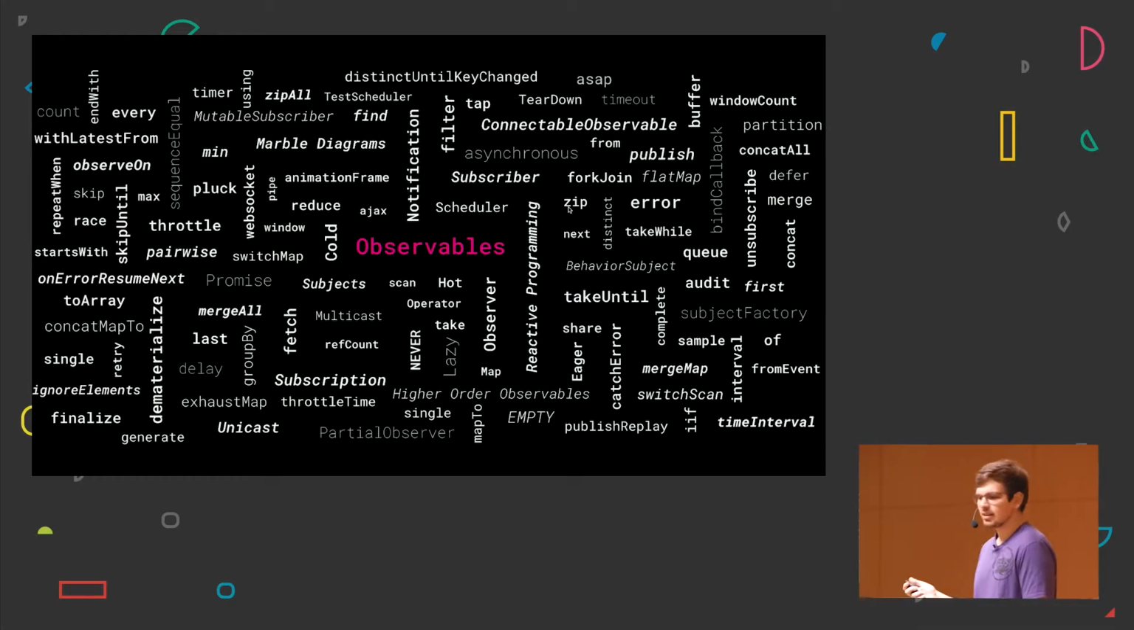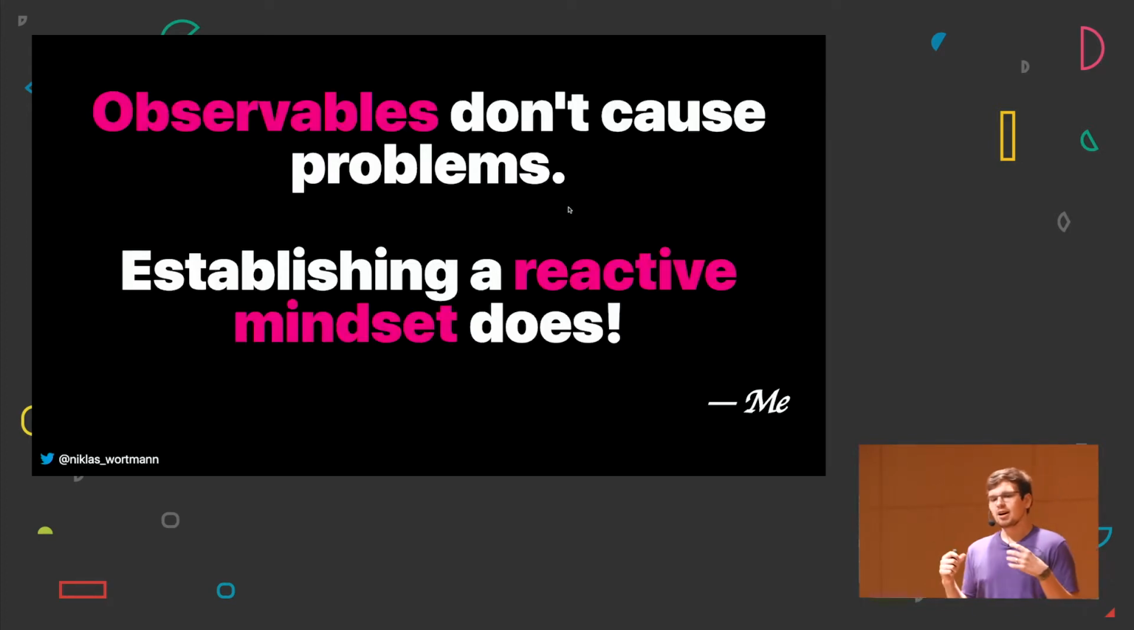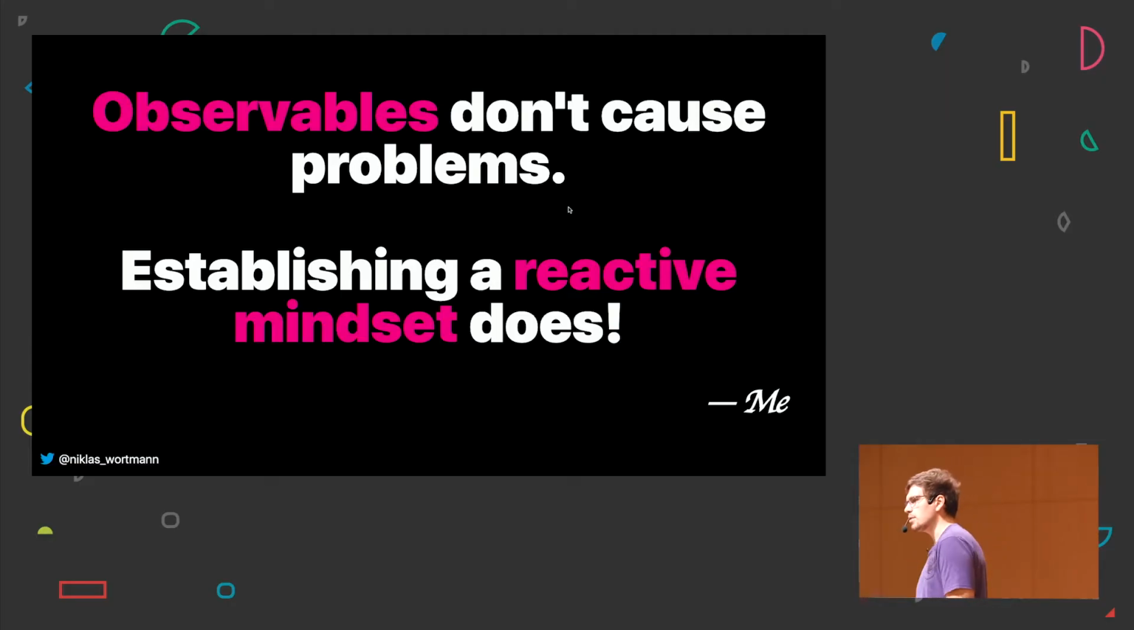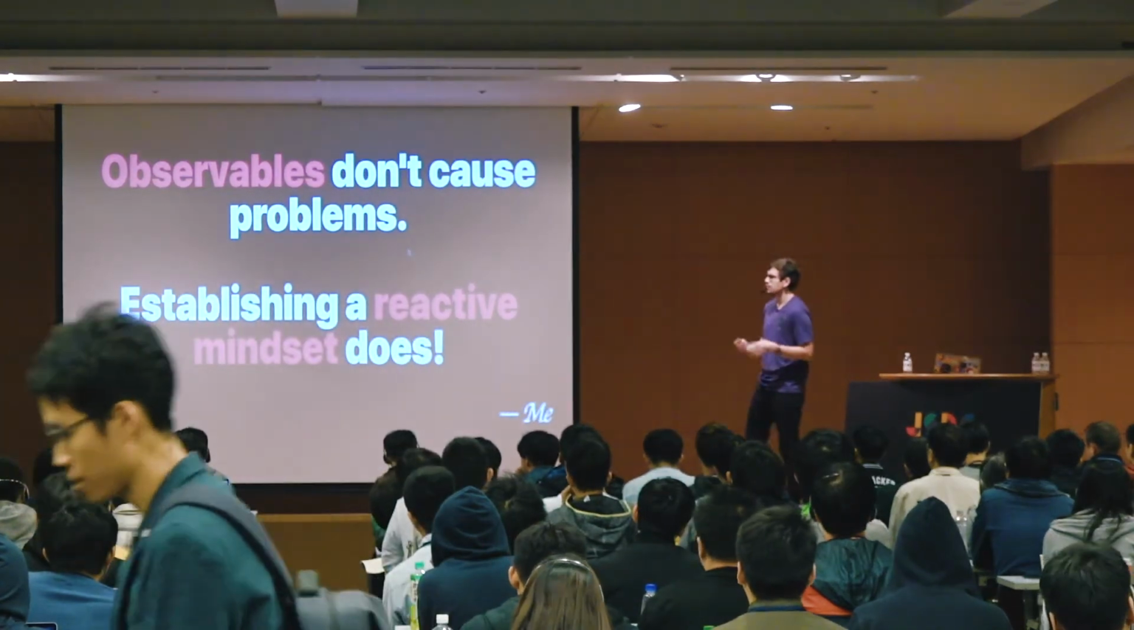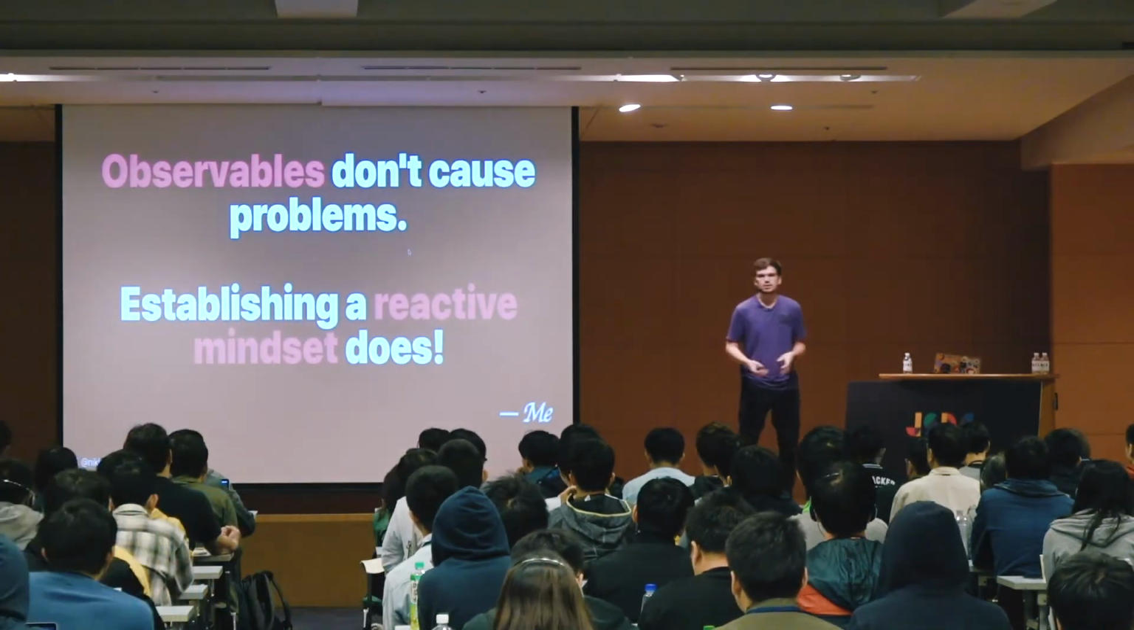But the problem is that, let me put it in other words, because once a very wise man came to me and said, observables don't cause problems. Establishing a reactive mindset does, because RxJS is just the state-of-the-art implementation for JavaScript to establishing reactive programming with JavaScript. So the main problems people have, is my theory, isn't about the observable pattern itself, because the observable pattern is quite easy. But establishing the reactive mindset and being productive with RxJS, therefore, that's the main challenge we have to overcome.